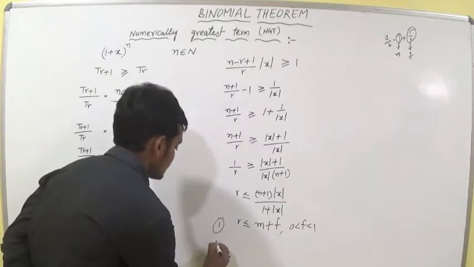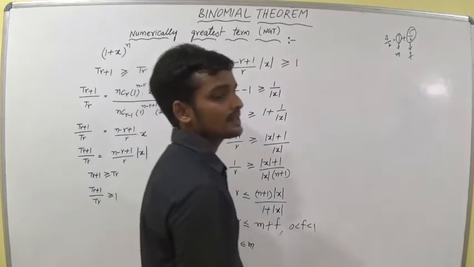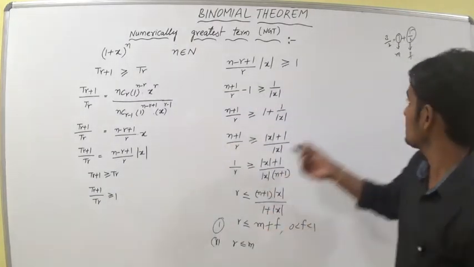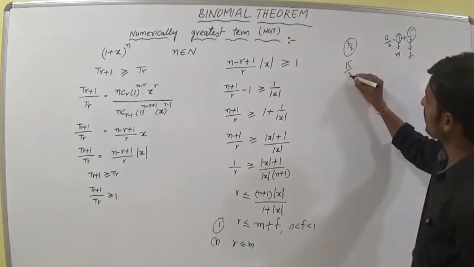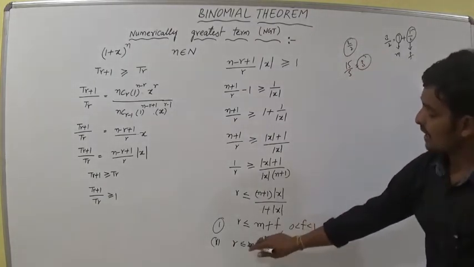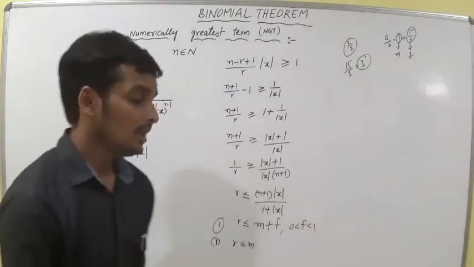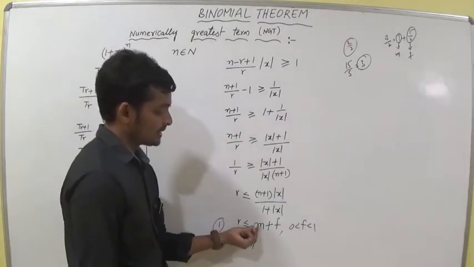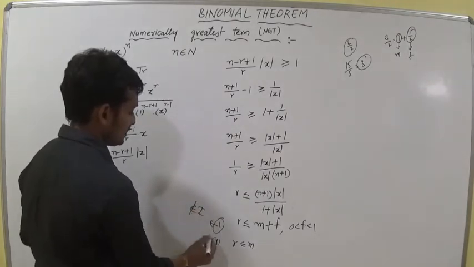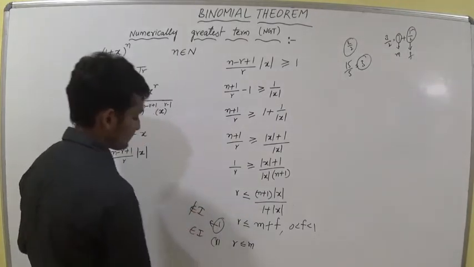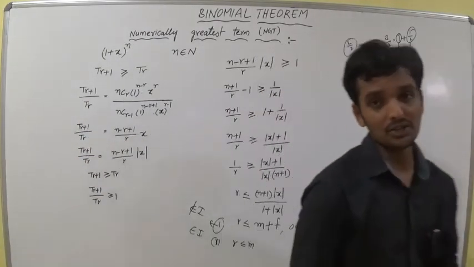Or in some cases the value of r is an integer. Simply we are saying, for example, some cases we get 2 by 2, or 15 by 5. 15 by 5 is equal to 3, so we are taking r is equal to 3. So the value of r, in some cases m plus f, does not belong to the integers, or it belongs to the integers.